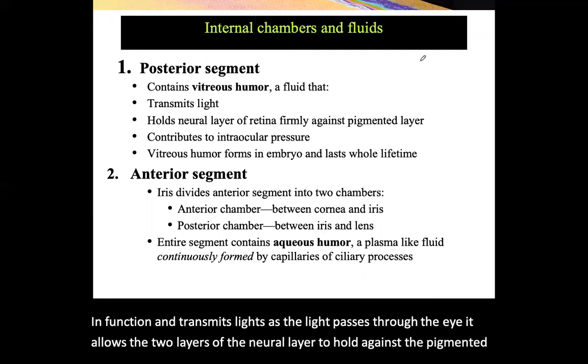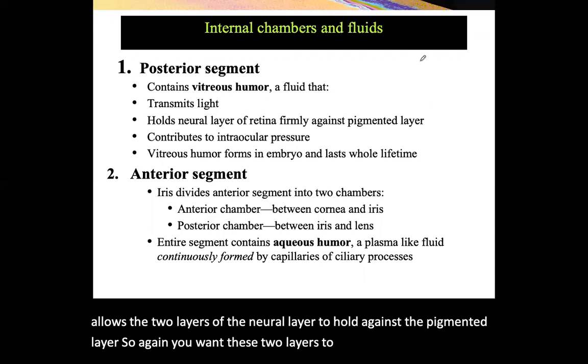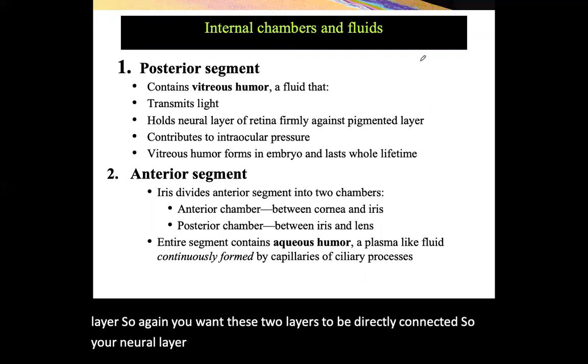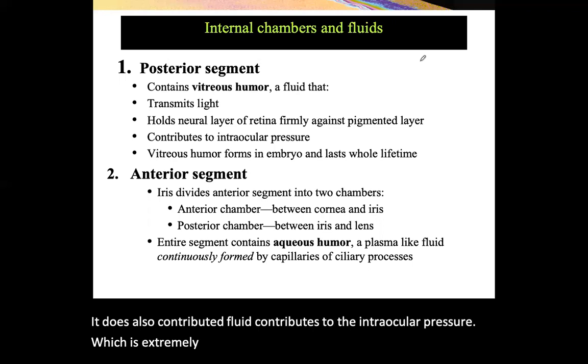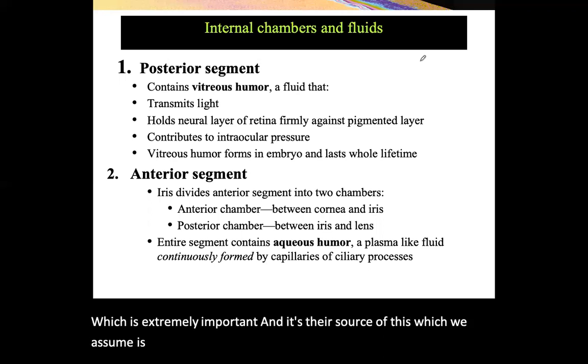So again, you want these two layers to be directly connected so your neural layer can receive its nutrients and oxygen. This fluid also contributes to the intraocular pressure, which is extremely important. And the source of this vitreous humor is the embryo, and it basically lasts your whole life.